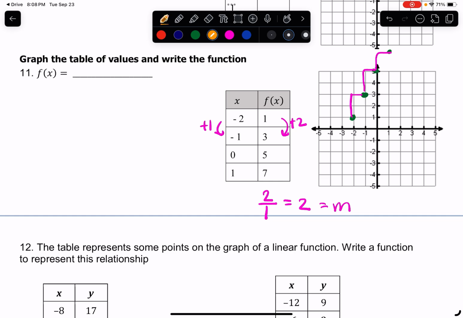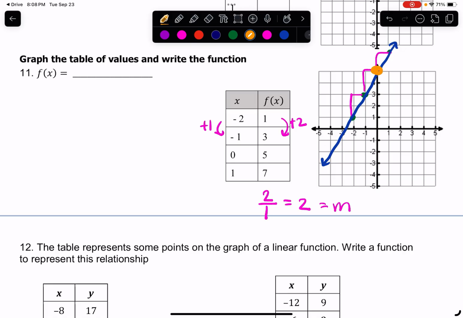All right, now let's go look and see where we cross the y-axis. So when I connect these points, all of these points get connected. Where does the graph cross the y-axis? Well, I kind of covered it up. Can you guys see what it is?